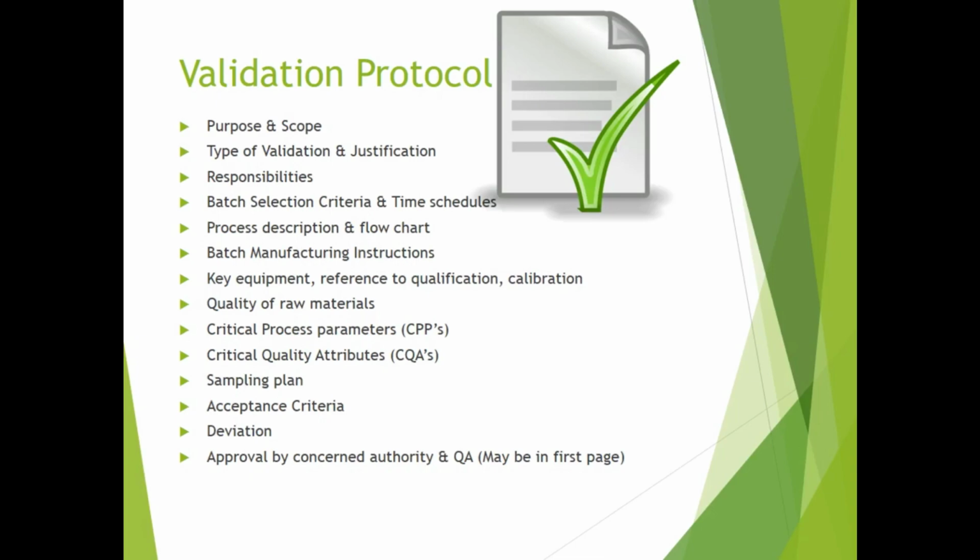Some of the key equipment should be listed, as well as the raw materials or the key starting materials. The CPPs, or the critical process parameters, as well as the CQAs, need to be identified in your protocol. Your sampling plan, so how or who or when samples are taken, along with the acceptance criteria of those samples taken. How will deviations be handled, and the approvals, of course, which include the key personnel, whether that be regulatory, production, QA, etc. The sign-offs are normally included on the first page of the protocol.